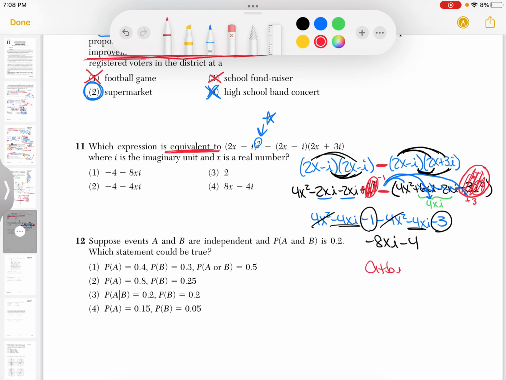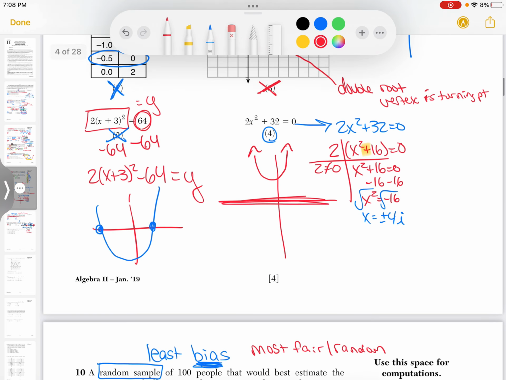And you'll notice that when you look at the answers, it's not written in that form because we want a plus bi. So the number comes first, then the i term. So this is going to be -4 minus 8xi, and that is choice 1.